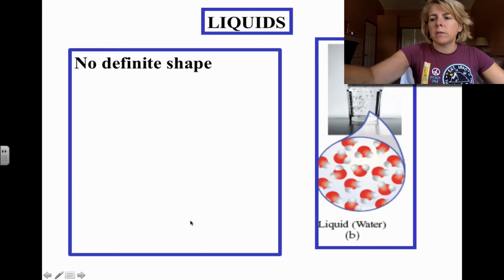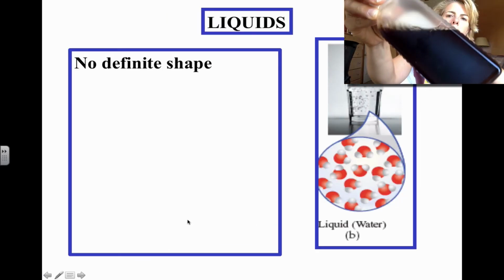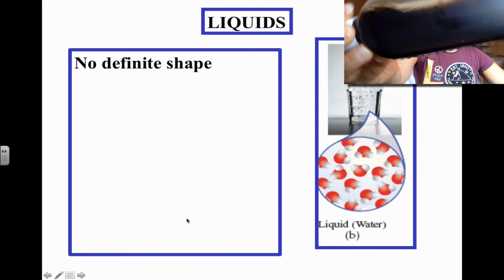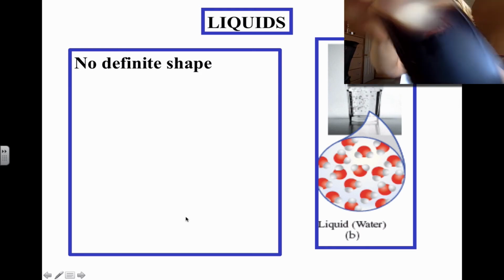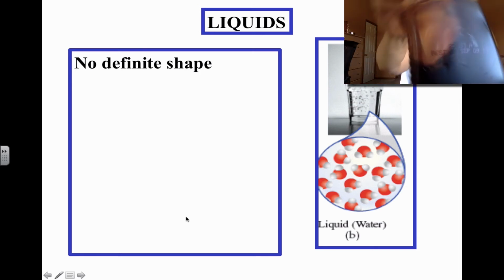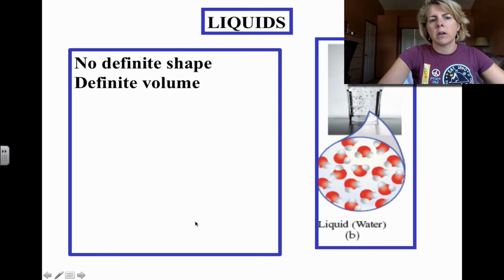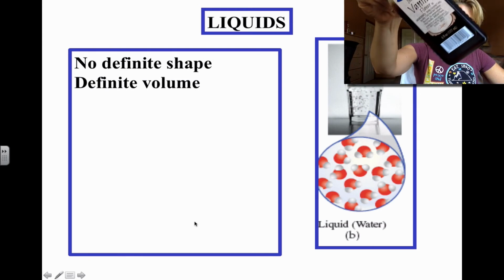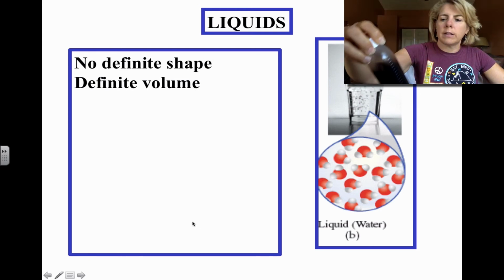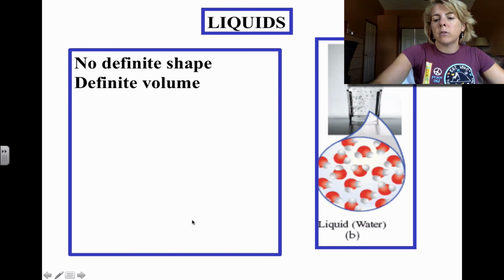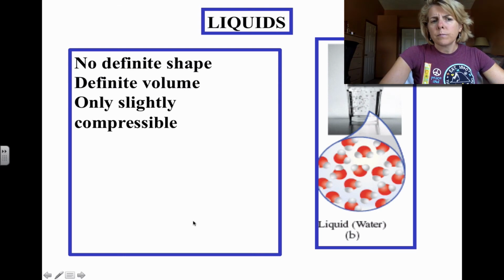Okay, so liquids. Notice that this bottle of vanilla has no definite shape. Depending on how I move things, the liquid will accommodate that container. There is a definite volume. On each bottle of vanilla extract that you buy, it contains a certain amount of volume.